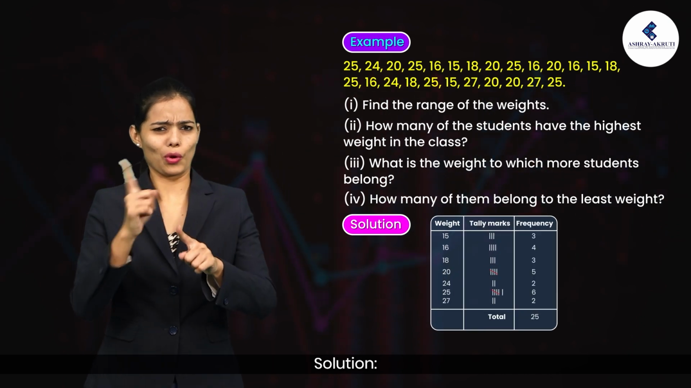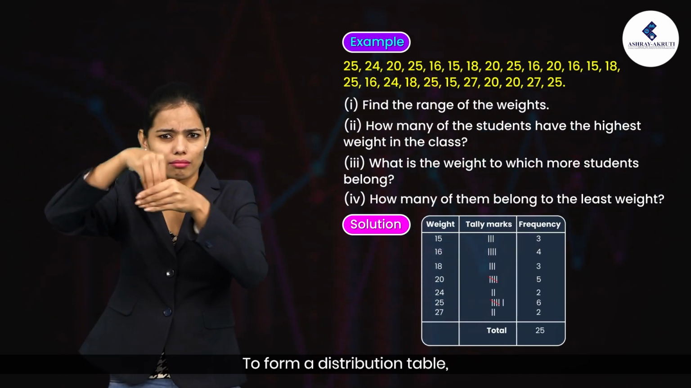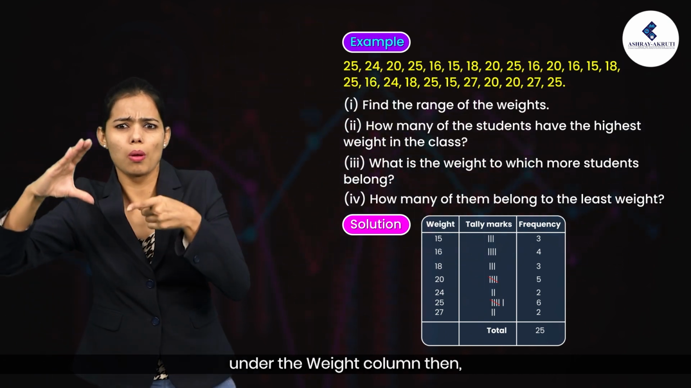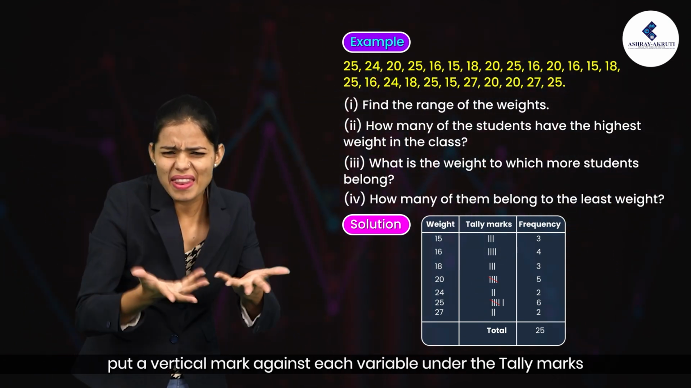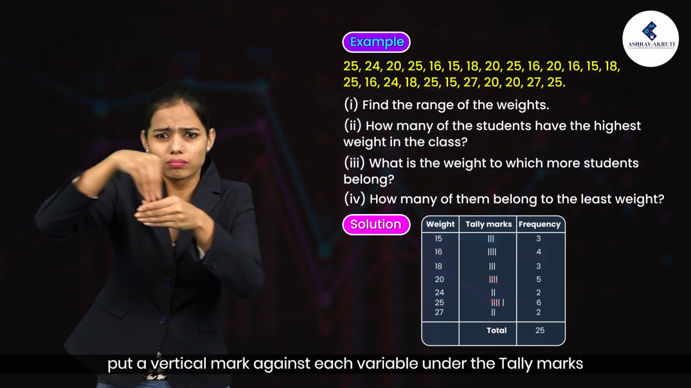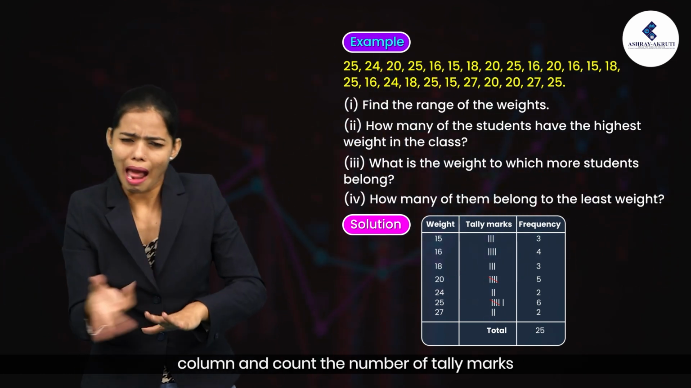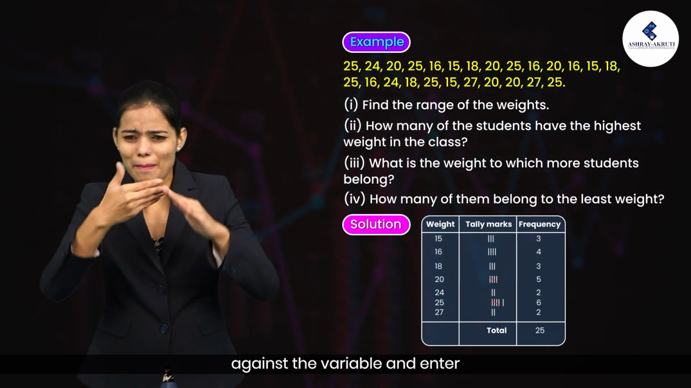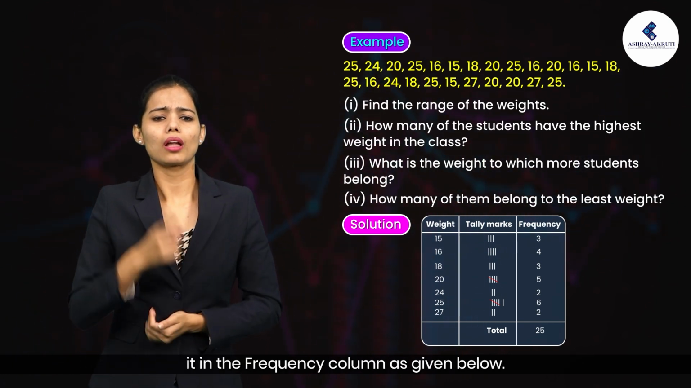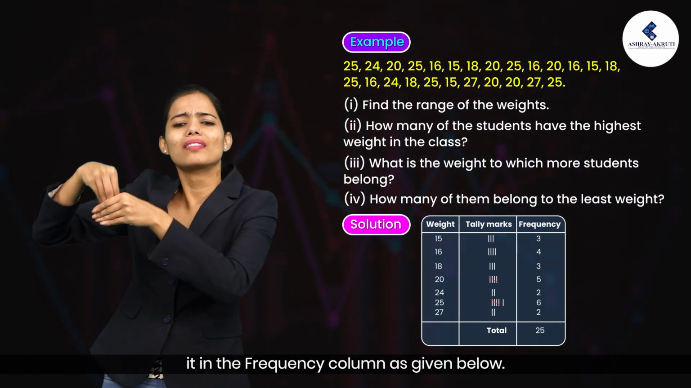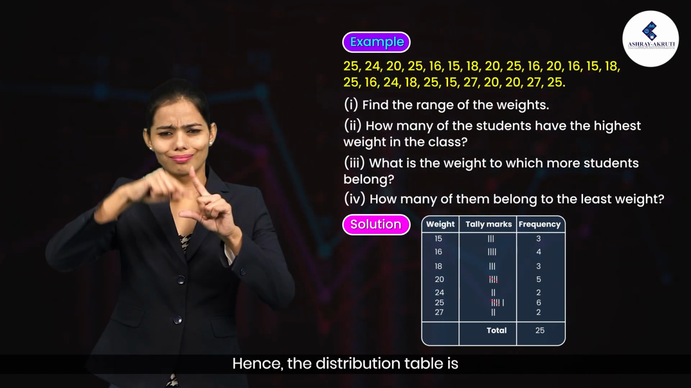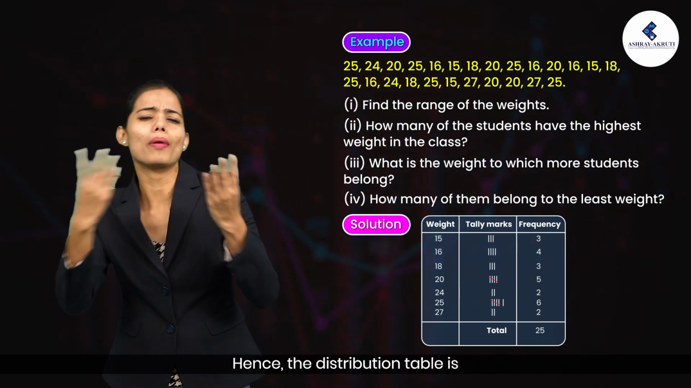Solution. To form a distribution table, arrange the given data in ascending order under the weight column. Then put a vertical mark against each variable under the tally marks column, count the number of tally marks against the variable and enter it in the frequency column as given below. Hence, the distribution table is as follows.